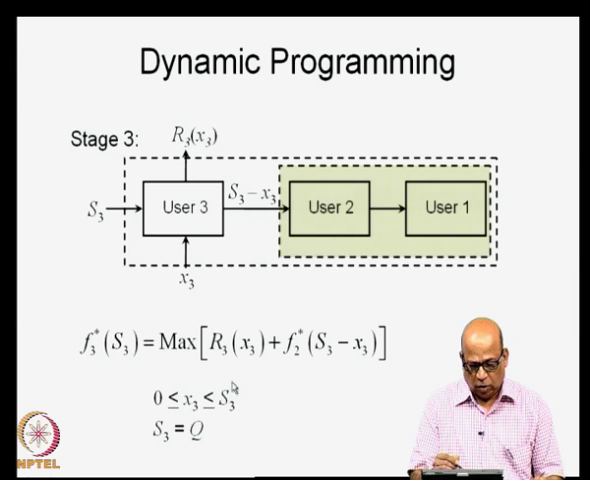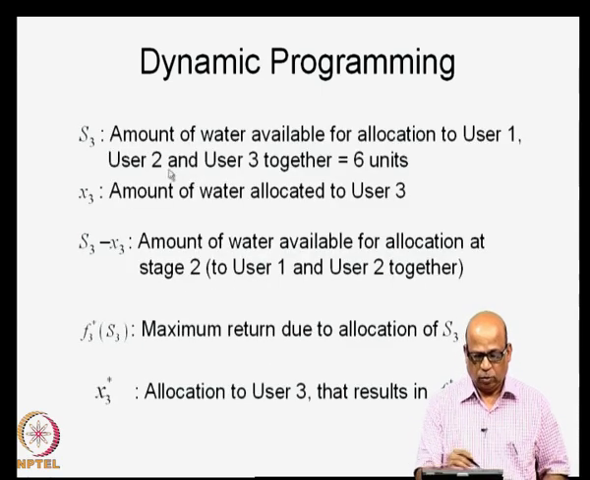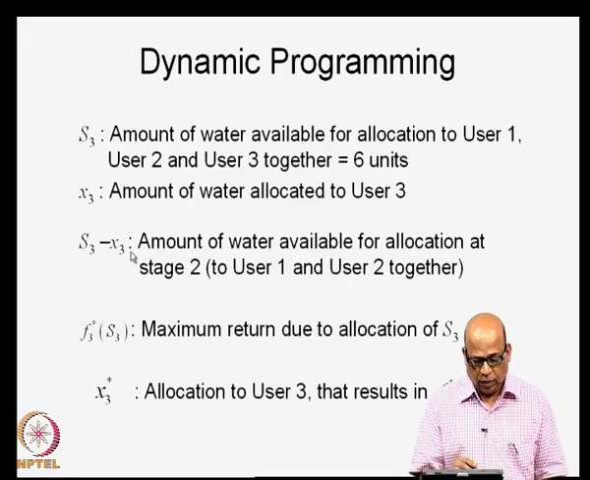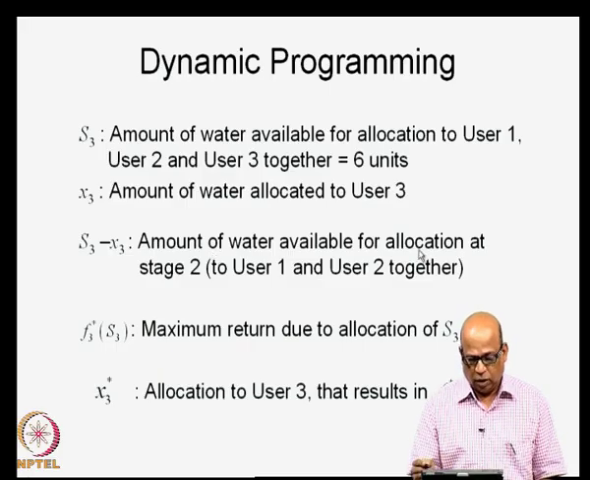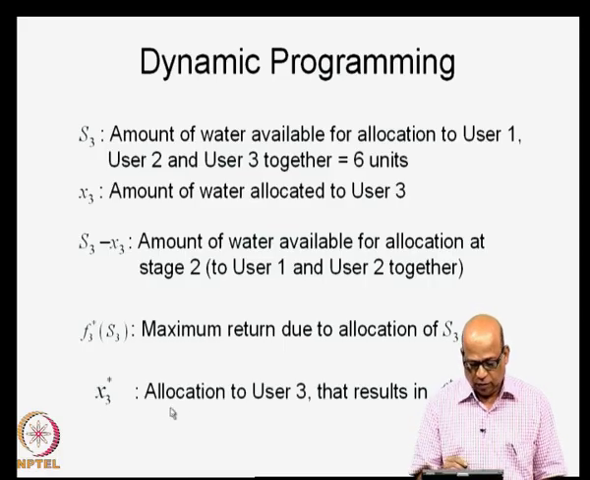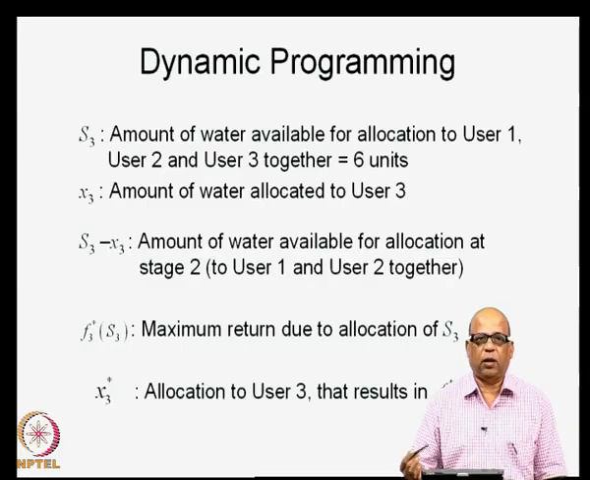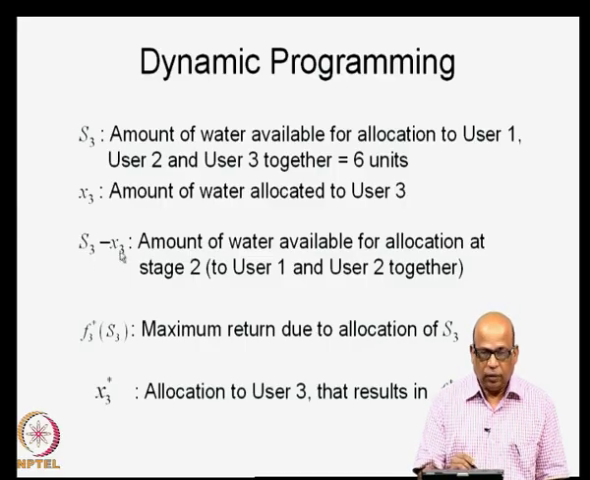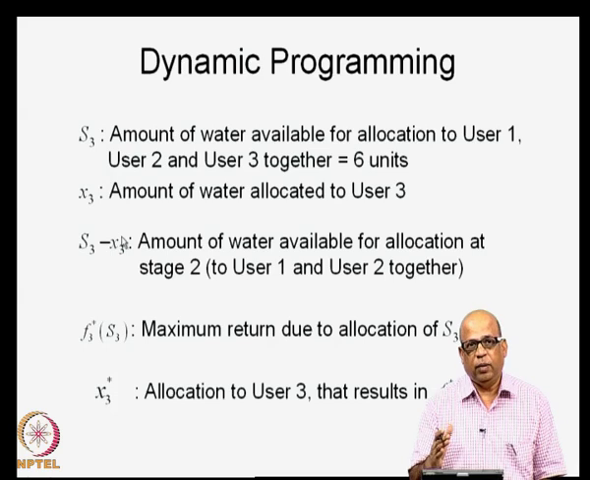So, let us see what we do in the last stage. So, this is what I mentioned. S3 will be 6 units, X3 is the amount of water allocated to user 3, S3 minus X3 is the amount of water available for allocation at stage 2, and stage 2 includes 2 users, user 1 and user 2, and X3 star is the allocation to user 3, that results in F3 star of S3, much the same way as we did for stage number 2. However, remember here that S3 minus X3 is available for user number 1 and user number 2 together.